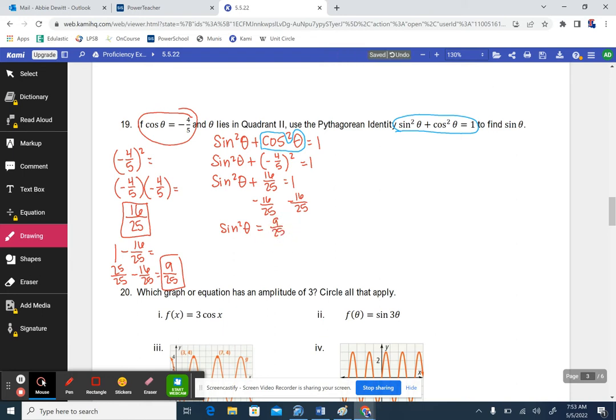Now we are trying to solve for sine theta, not sine squared theta. Okay, so I need to eliminate this square. How do I eliminate a square? I take the square root to eliminate a square. The square root of a square leaves you with sine theta, which is what we want. And what is the square root of 9 over 25? That would be positive negative 3/5.